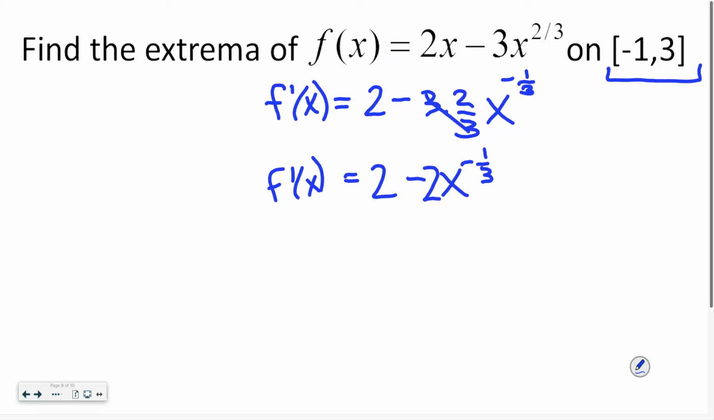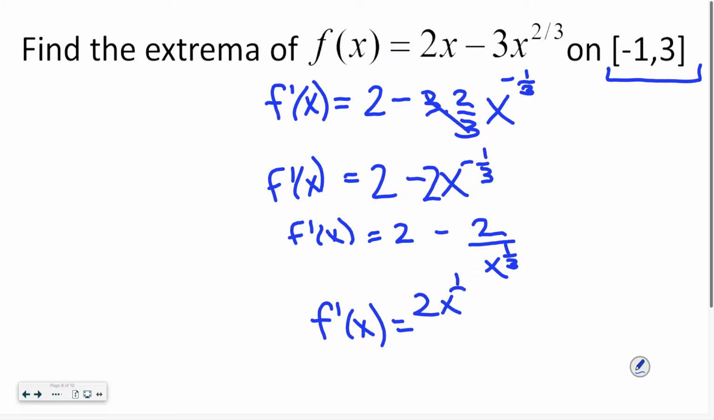Okay? Now let's talk about this because we need to figure out where this is 0 and where this is undefined. So technically, we have 2 minus 2 over x to the 1/3. Do you agree? Okay. So if I'm going to have to identify where this is 0 and undefined, it might be helpful to have one big fraction. That way I can figure out where it's 0 and where it's undefined. So if we made this one big fraction, we would have 2x to the 1/3 minus 2 all over x to the 1/3. Okay, how did I do that?